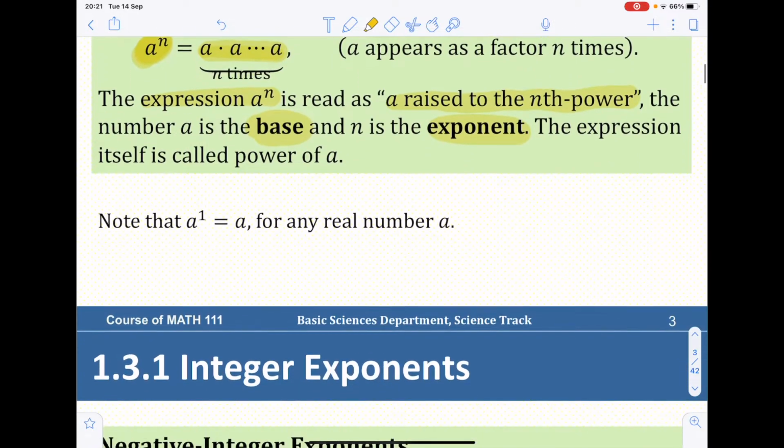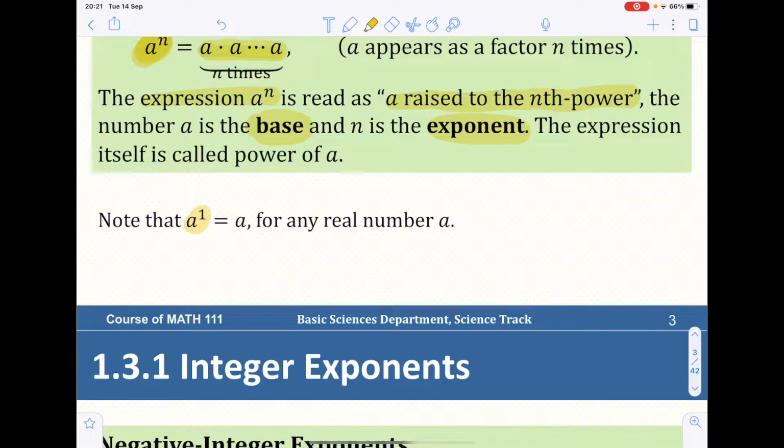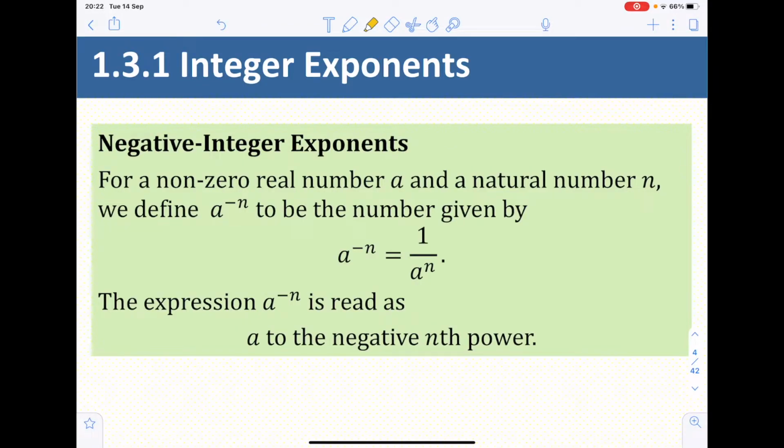Okay, so a to the power 1 equal a. So anything to the power 1 is actually a, and we usually don't write the power if it's 1. The negative integer exponent, so when the exponent is negative, this means that the number is upside down. Yani we can put the number upside down and take the negative sign.